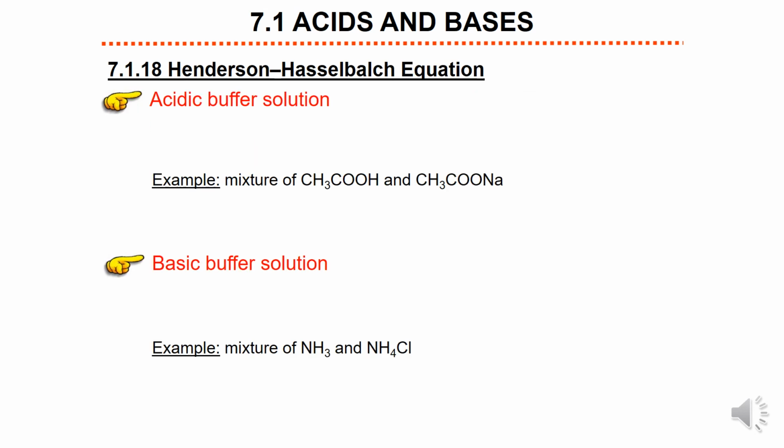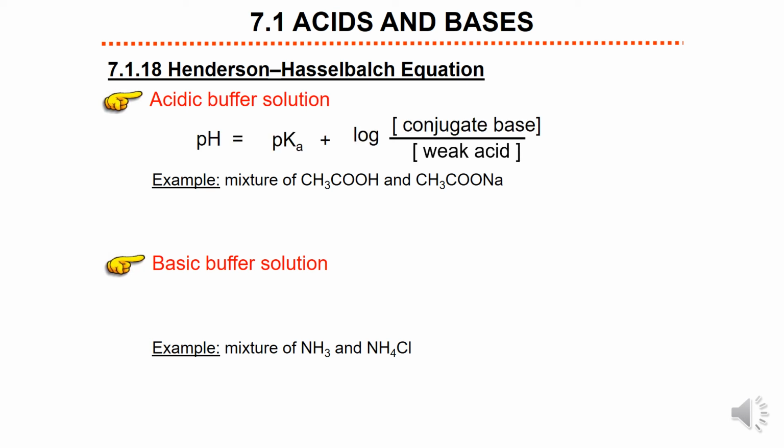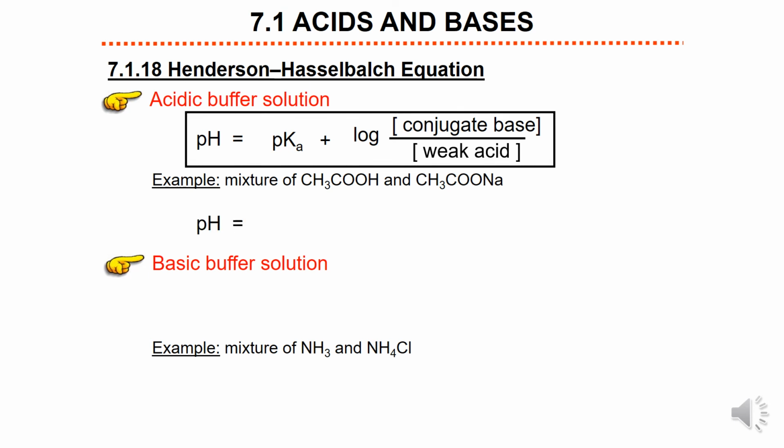The Henderson-Hasselbalch equation is the equation to determine the pH of a buffer solution. For an acidic buffer solution, pH equals pKa plus log of the concentration of conjugate base over the concentration of weak acid. Example, we have a mixture of acetic acid and sodium acetate. pH equals pKa plus log of the concentration of conjugate base, acetate ion, over the concentration of weak acid, acetic acid.